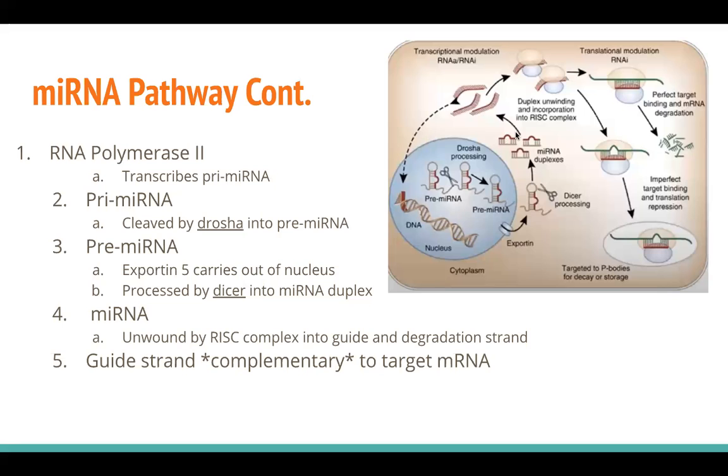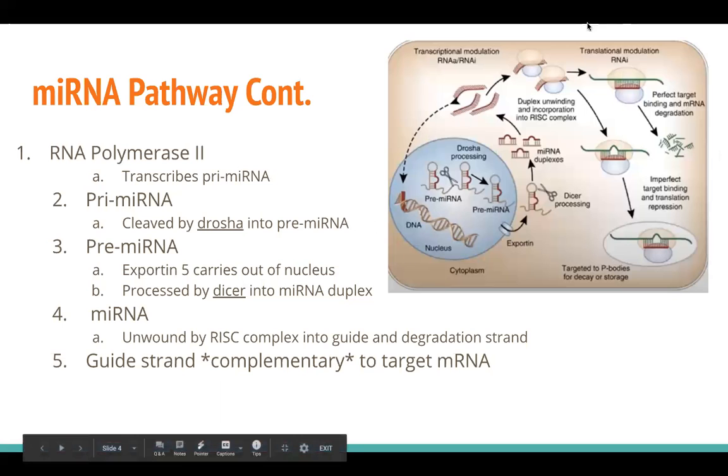It's not exactly understood how it knows, but somehow it knows which one is the complementary one, which is the red one, and somehow it knows which one is the one that's identical. It has a helicase function, which allows it to unbind and separate the two strands, and it can get rid of the one that has exact similarity to the mRNA. Does that answer your question by any chance? Yeah, that makes sense. Thank you. Sweet. Yeah, no problem. Okay, so that was miRNA.